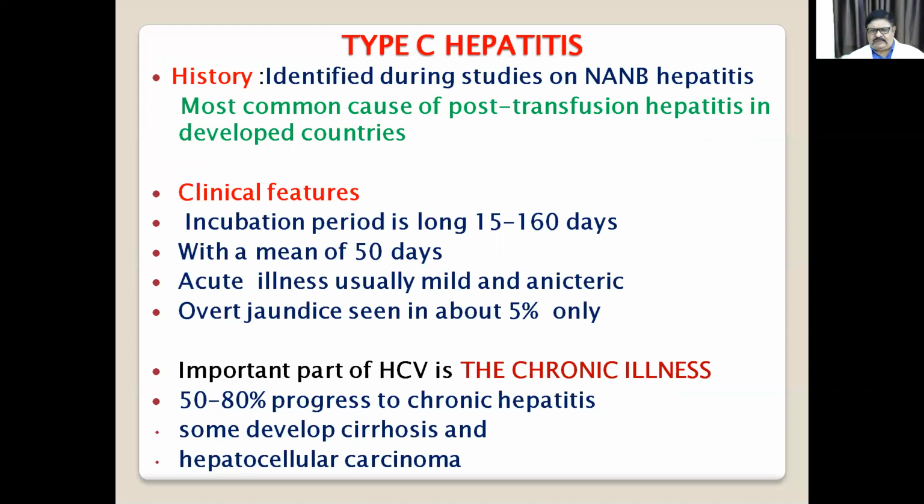An important part of HCV is the chronicity of the illness. So you remember, just like the incubation period, it is very chronic. 50 to 80% progress to a chronic hepatitis. Some develop cirrhosis and even cancer. It is hepatocellular carcinoma.